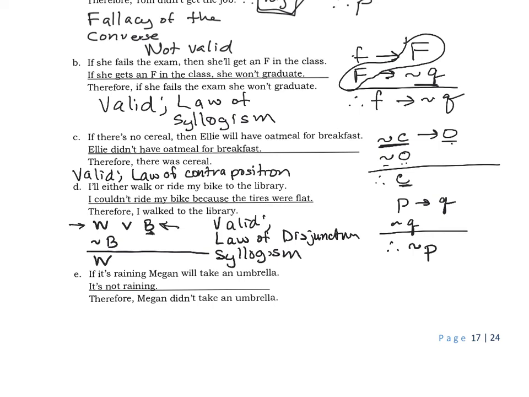Okay, let's look at E. It says if it's raining, let's use R for raining, Megan will take an umbrella. It's not raining. Therefore Megan didn't take an umbrella. It seems to me that they're trying to say that a conditional and its inverse are valid, and that's not true. We know that they are not logically equivalent. So we're going to say that this is not valid because of the fallacy of the inverse.